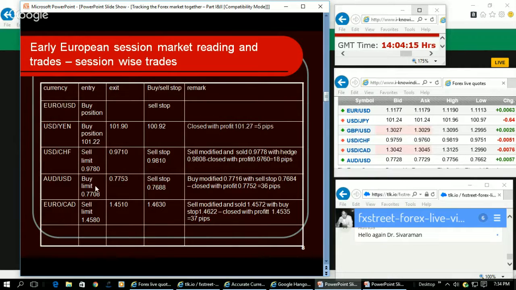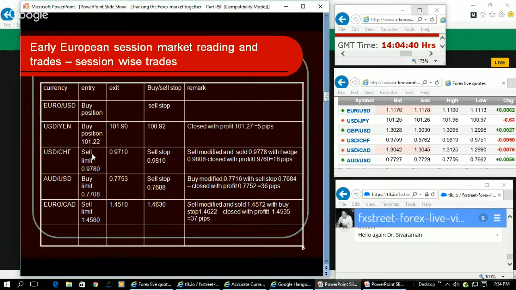Then in the case of Australian dollar, again at 77.08, I kept the buy limit order. It was not filled. Then about 8 pips higher, at 77.16, I took the buy position, and then subsequently it went up to 77.56. I closed it around 77.52 with 36 pips profit.